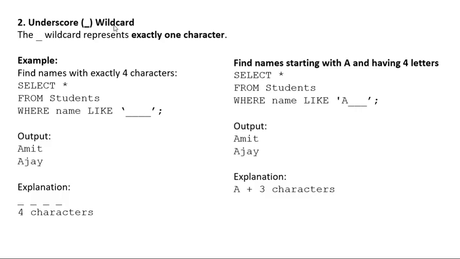Second is the underscore wildcard. The underscore represents exactly one character. For example, find the names with exactly four characters: SELECT * FROM student WHERE name LIKE '____'; so the four-character names are printed in the output.